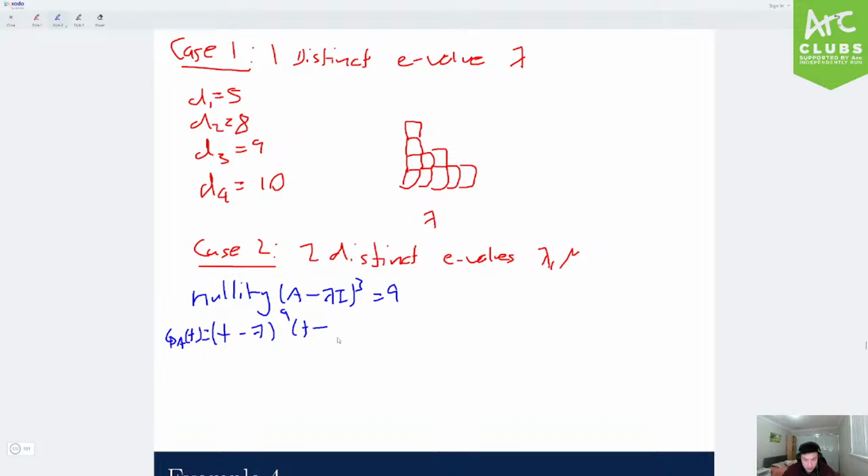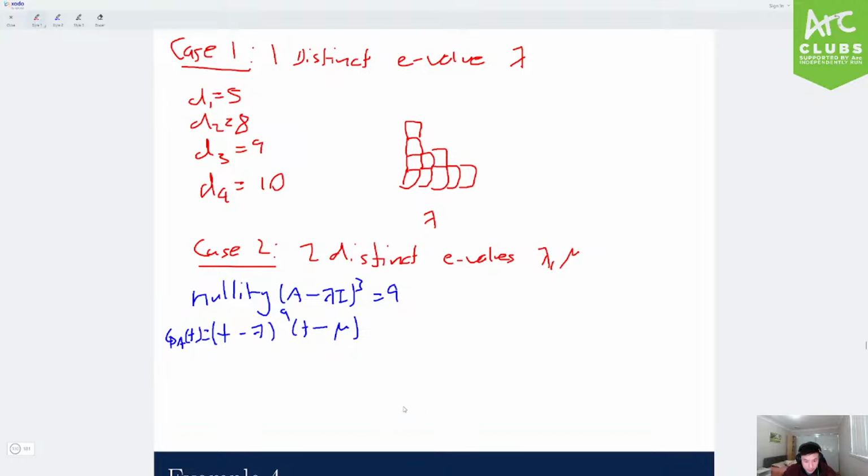There's going to be some other value, let's say mu. Again, this leads us to two cases: either mu is equal to lambda, or mu is a second eigenvalue. So if we're looking at our second case here, right?